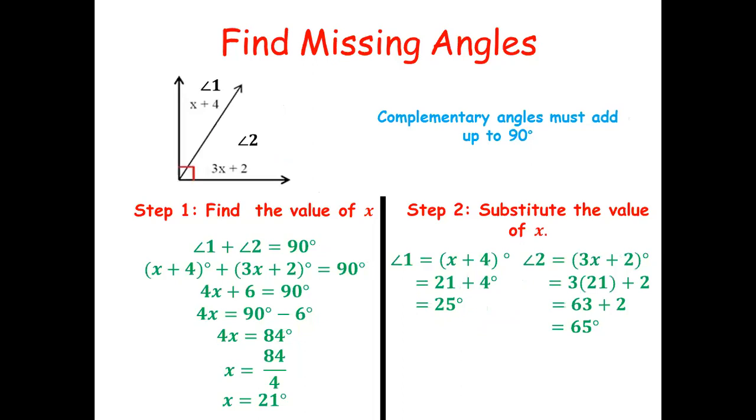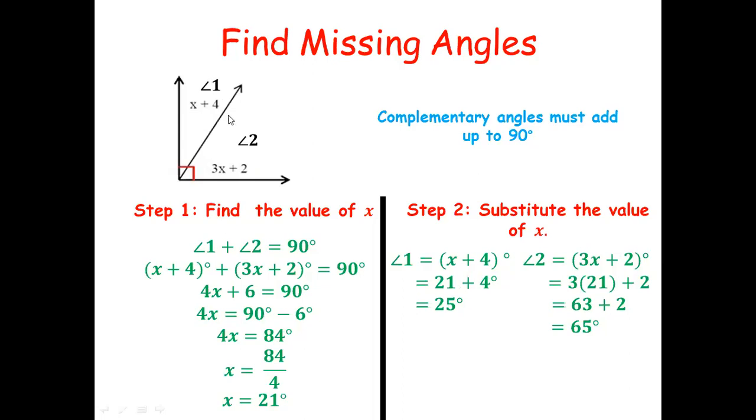Now let's see another example where you have to find the measure of complementary angles. One of the angles given to you is x plus 4 and another one is 3x plus 2. In such cases, step 1 is always to find the value of x. Here they did not tell you to find the value of the angle. They said find the measure of the angle. There's a difference. When they say find the measure, you have to give the answer in numbers. So here we are finding the measure of these angles.